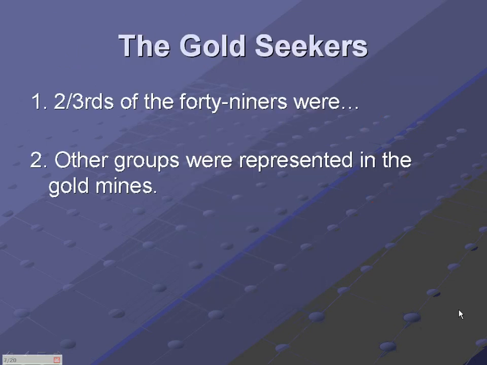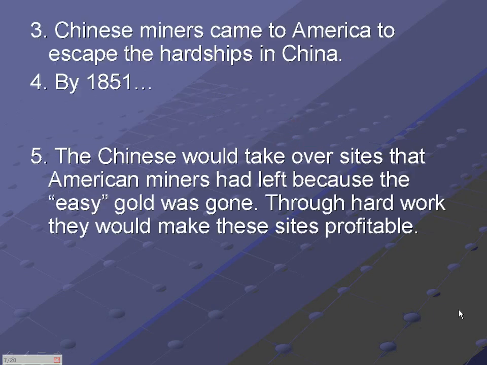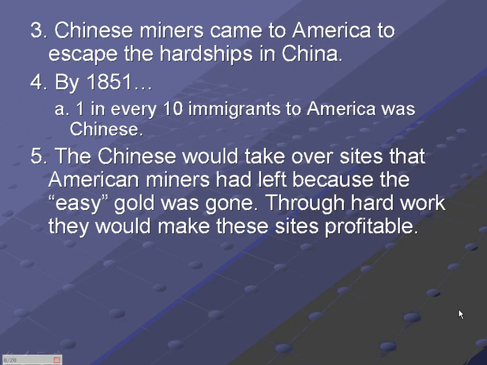All right. The Gold Seekers. Who are these people that are going out there? Two-thirds of the 49ers were white American men, mostly young men. Other groups are represented in the gold mine as well. One of those groups are Chinese miners. They came to America to escape the hardships in China. And by 1851, 1 in every 10 immigrants to America was Chinese. The Chinese would take over sites that American miners had left because the easy gold was gone, and through hard work, these Chinese miners would make these sites profitable.